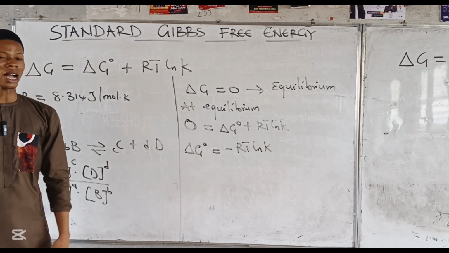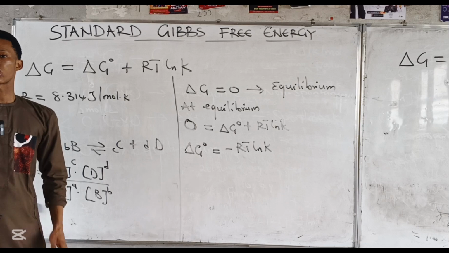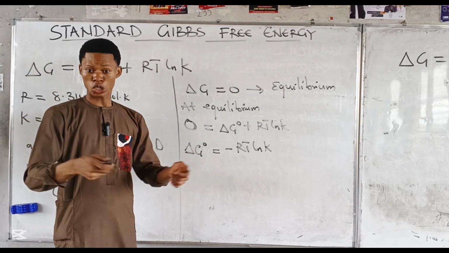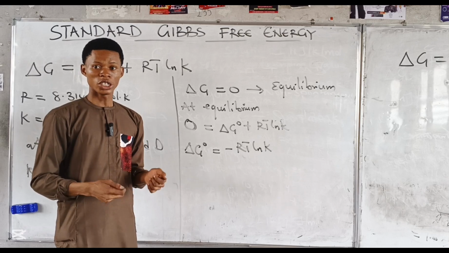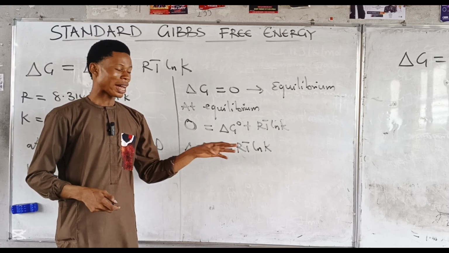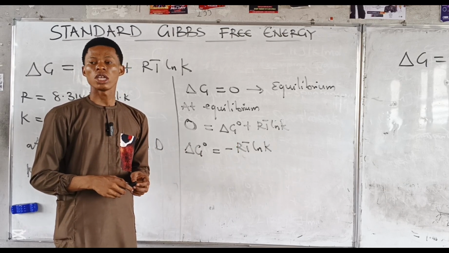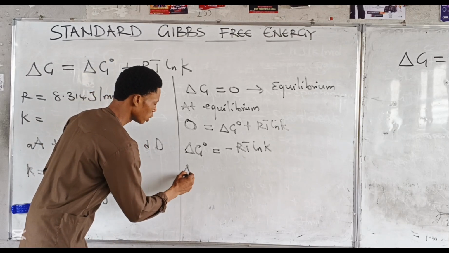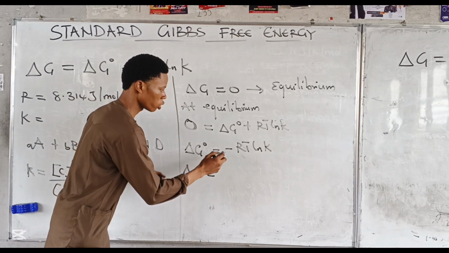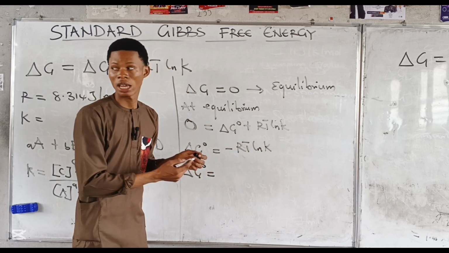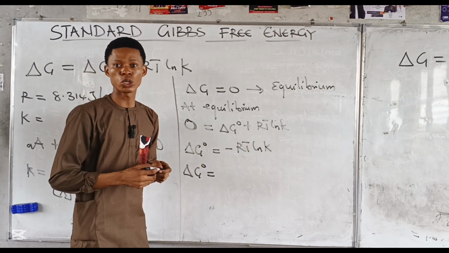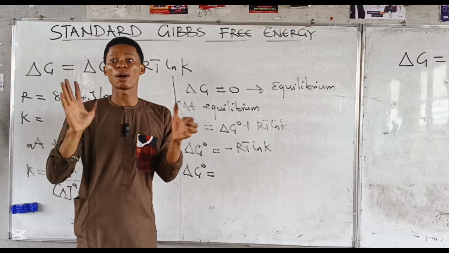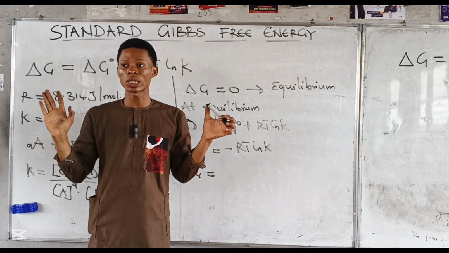Now, you can use this in your calculation, but in mathematics, ln K, ln is on your calculator, is it not? Ln is on your calculator, and it's related to log. In mathematics, if you want to change ln to log, it is standard that you multiply by 2.303. Mathematical standard. I did not introduce anything.